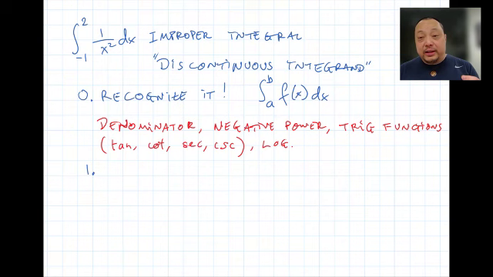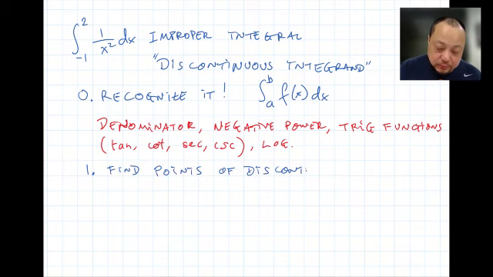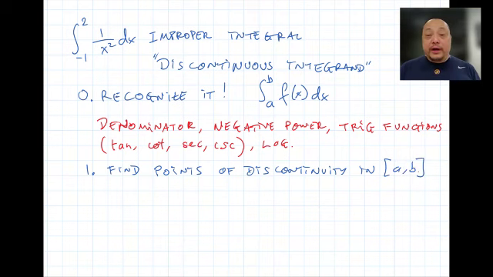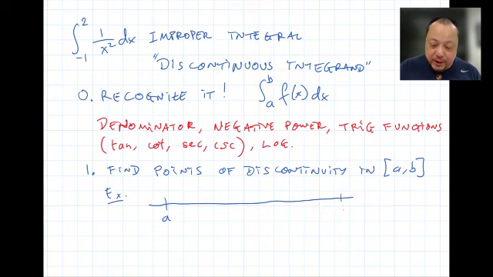Once you recognize that f(x) is of a type of function that could have a discontinuity, then you find it. Or rather, find them. There may be many points of discontinuity in the interval that you're integrating over. So for example, you have an interval from a to b, and you could find a point of discontinuity at maybe some x1 here, maybe some x2 here, and maybe even at one of the endpoints. So let's pretend that you even found it at endpoint b.